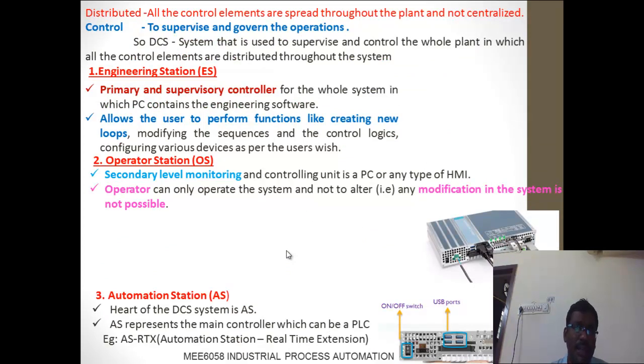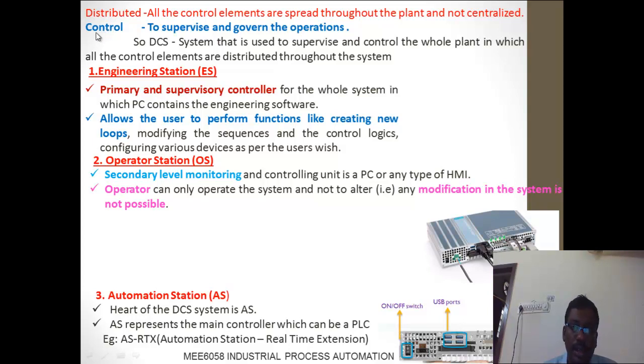Distributed. So generally, a distributed process. Distributed means all the control elements are spread through the plant and not centralized. We have process 1 in a different area, process 2 in a different area, process 3 in a different area. The processes are distributed. So the distributed process I want to control with a single controller or different controllers. So it supervises and governs the operation. That's distributed. Distributed means the processes are distributed and I want to control the distributed process.